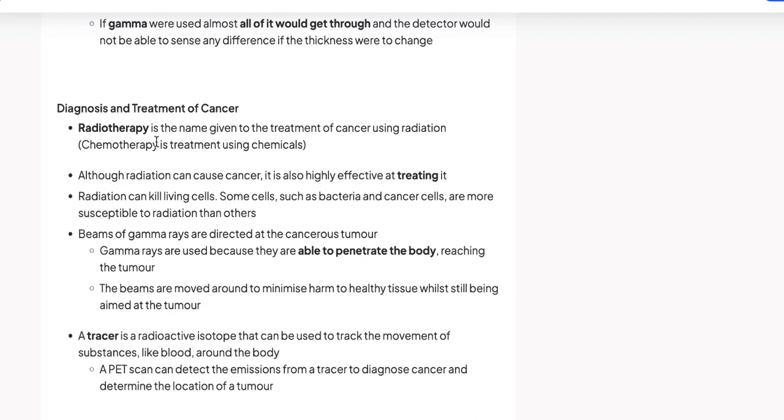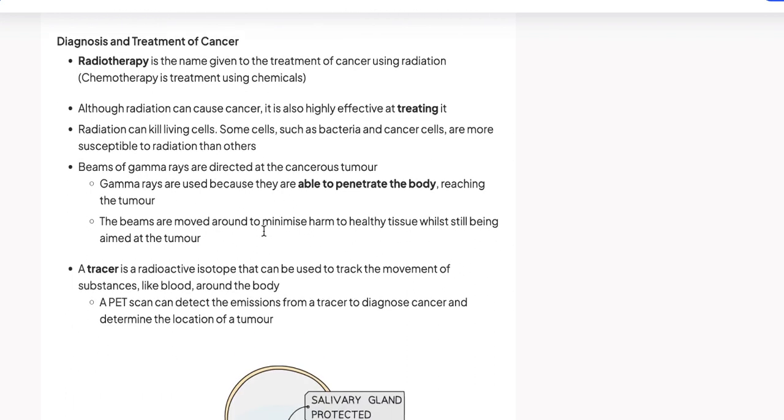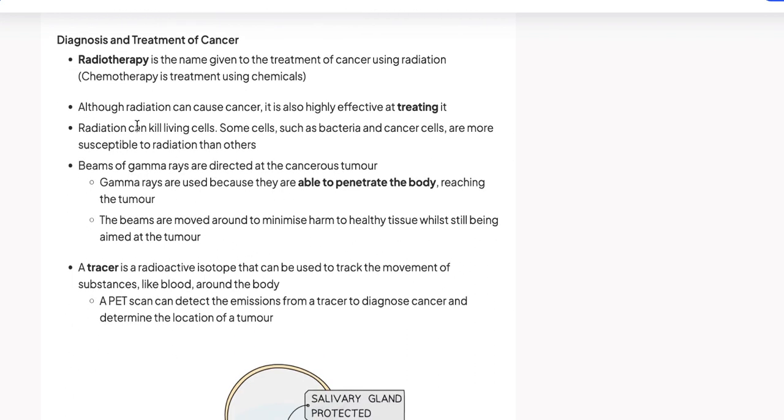And what do they use to treat cancer? We use radioactive substances. In as much as radiation is very dangerous, it's also used for killing cancer cells. So radiotherapy is the name we give to the treatment of cancer using radiation. Chemotherapy is treatment using chemicals. When someone is undergoing radiotherapy, they are undergoing treatment using radiation to kill cancer.